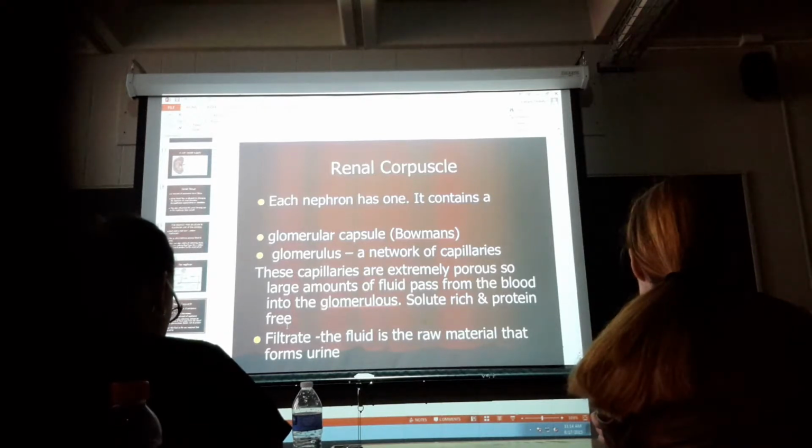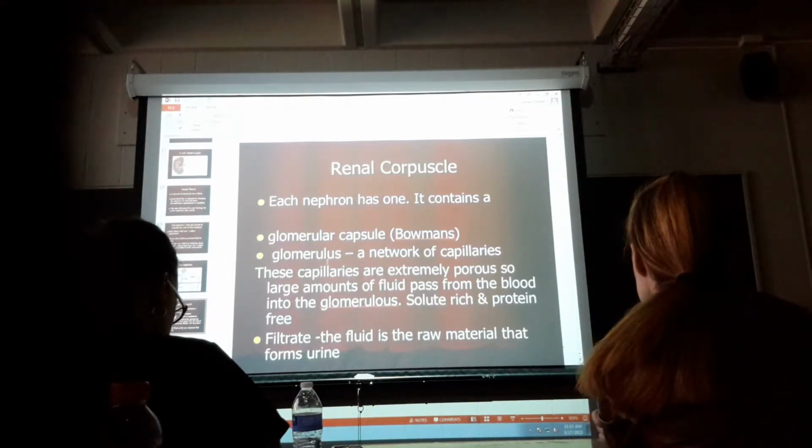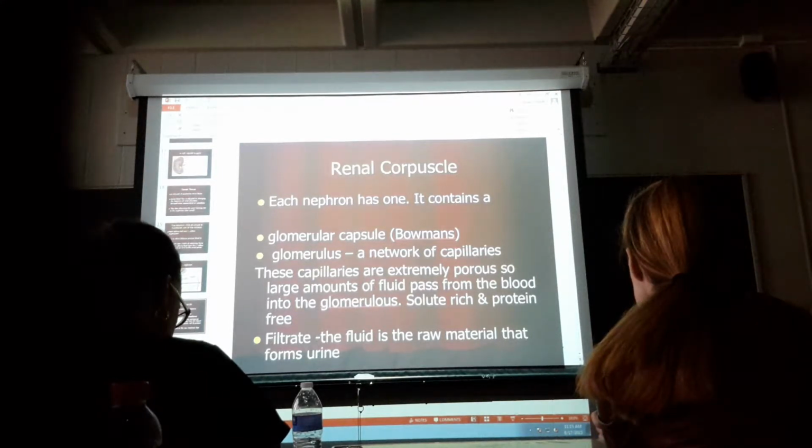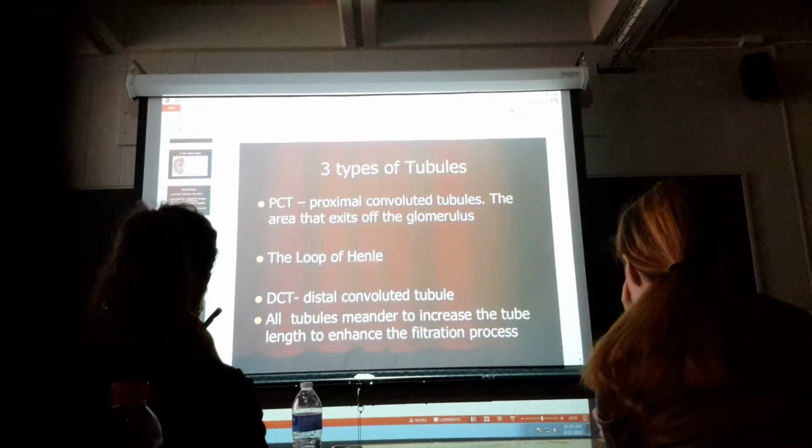Otherwise, you're not going to see protein in here because that's going to stay out. So blood comes in through the afferent arteriole into the glomerulus, and then we are calling it filtrate at that point. The fluid is the raw material that we're using to make urine.